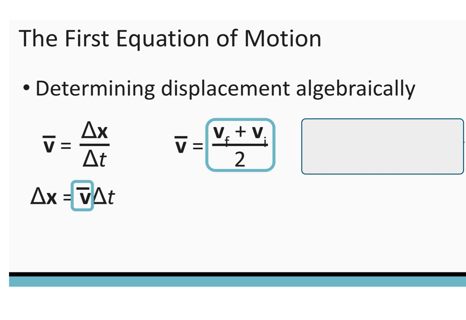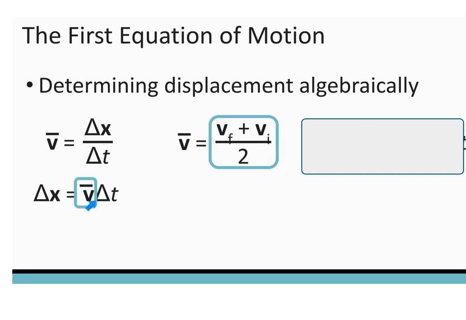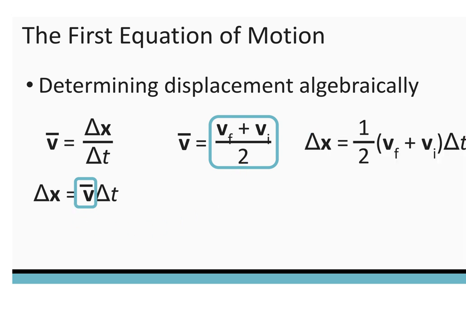All right. So then what we can do is we can go back to our change in displacement, right here, back to this one, and we can replace this with this. Just substitute. So we're going to take average velocity and plug in what average velocity looks like. And so that's what it looks like there when we do that.